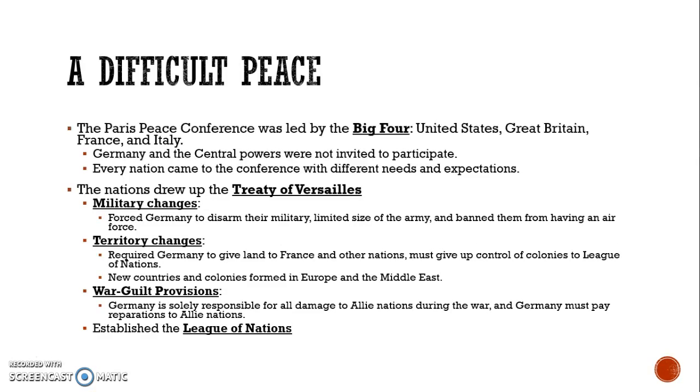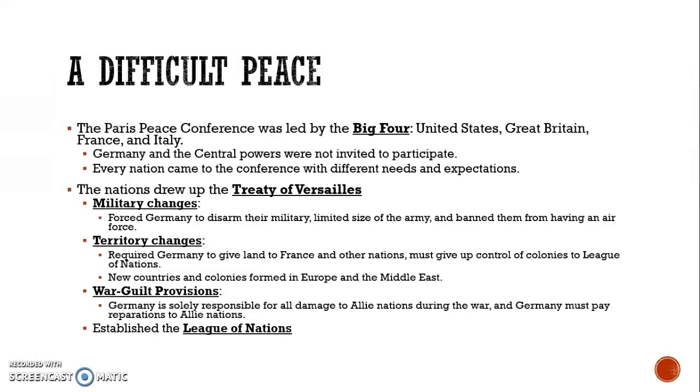All of the 4 powers, the United States, Great Britain, France, and Italy, met in Paris to try to negotiate a peace. Germany and the Central Powers, such as Russia, were not invited to participate. Every nation came to the conference with different needs and different expectations, hoping to get something out of it. The nations ended up drawing up the Treaty of Versailles that led to military changes, territory changes, war guilt, and the League of Nations.